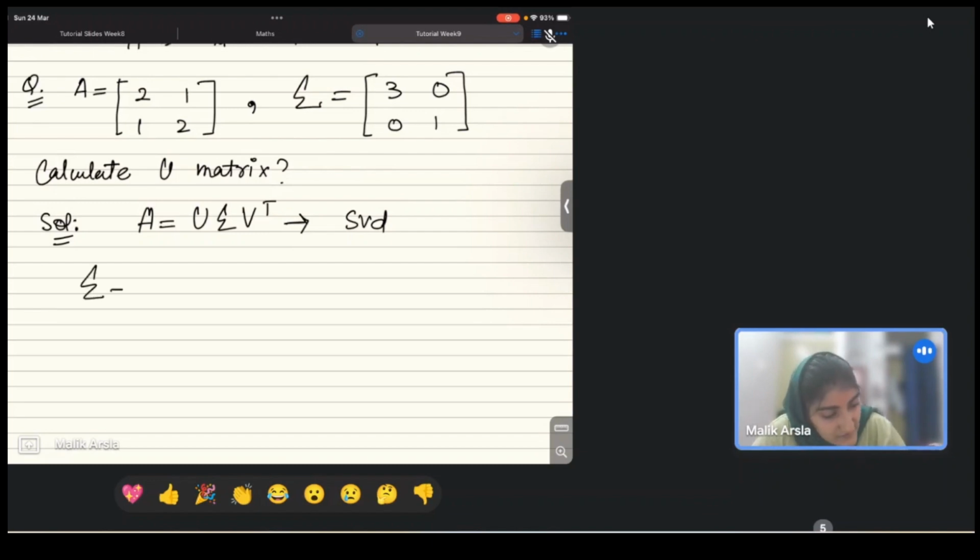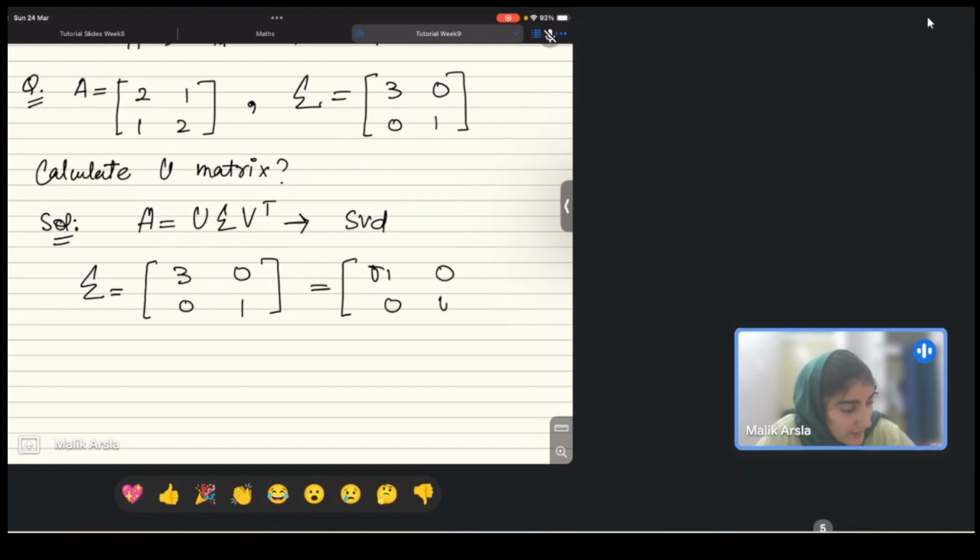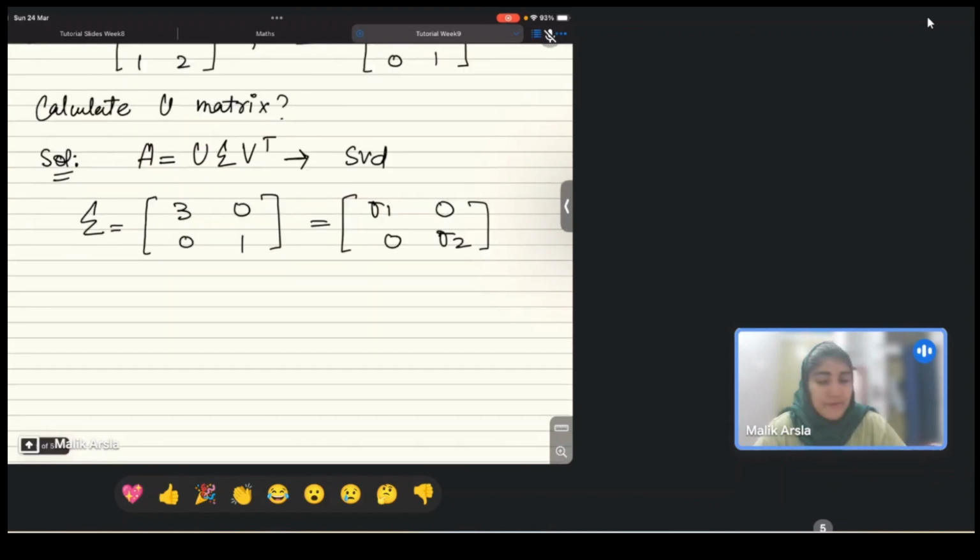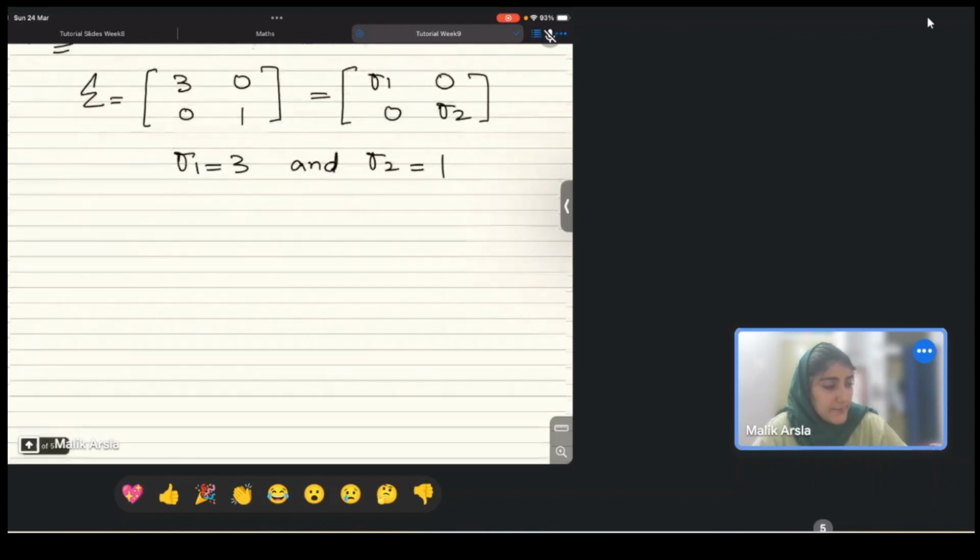Now following this procedure, here A is given already, and sigma is given as 3, 0, 0, 1. What does it signify? That it is nothing but sigma 1, 0, 0 and sigma 2. Sigma 1 and sigma 2 are these singular values. So sigma 1 is equal to 3 and sigma 2 is equal to 1.